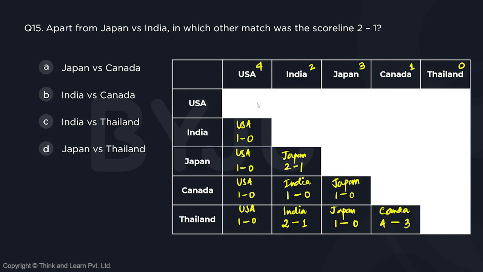Question number 15. Apart from Japan versus India, in which other match was the scoreline 2-1? So in the match between Japan and India, the scoreline was 2-1. The other match was between India and Thailand, where the score was 2-1. So India versus Thailand, option C.